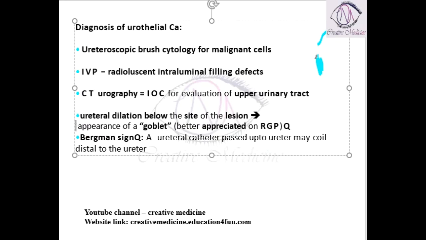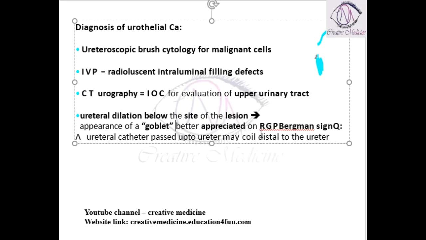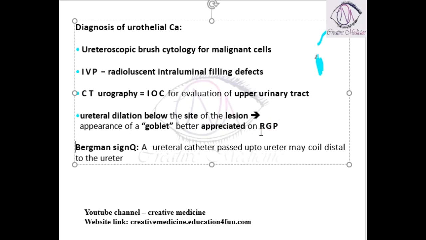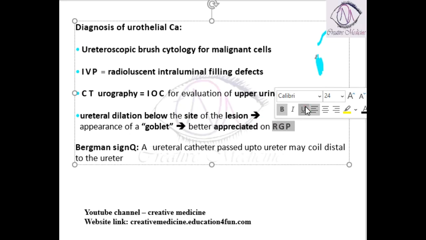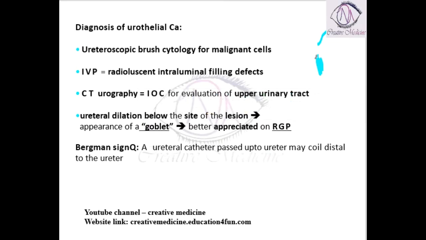So there is an appearance of goblet, and this appearance of goblet is actually seen in retrograde pyelography. So if you do a retrograde pyelography, you will see an appearance of goblet shape, because below the site of the lesion, if this is the lesion, dilatation is seen, and because of this dilatation, this gives an appearance of a goblet shaped lesion.